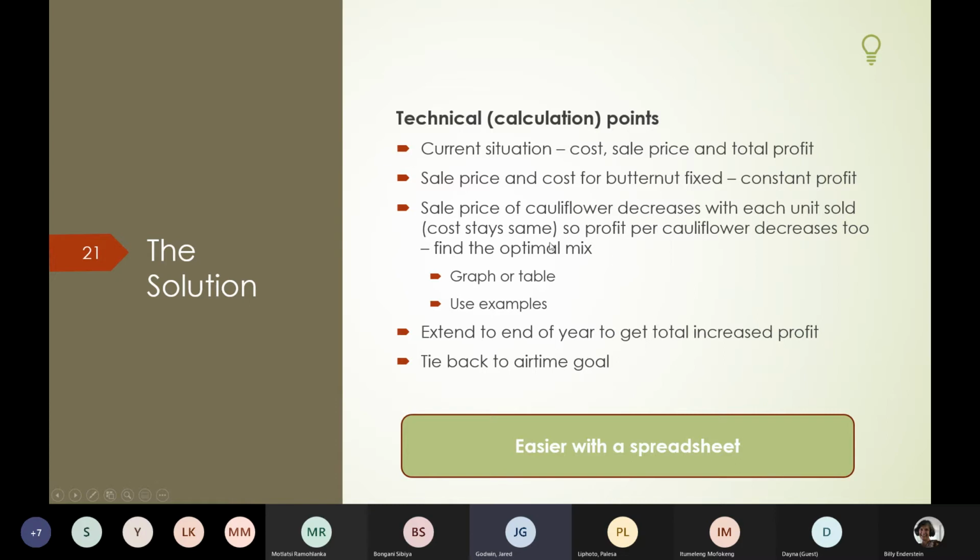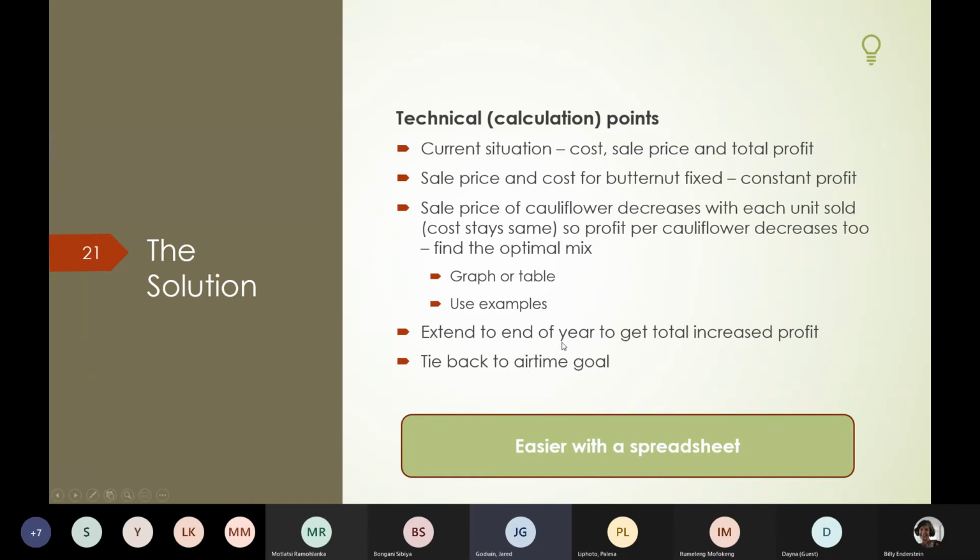But your goal was to find the optimal mix, because that's what they said. You try to find the one that maximizes the profit. So you could use a graph or a table. But again, I've said use examples, please. Whenever you use a graph or a table, use examples, and I'll show you how they've done that as well.